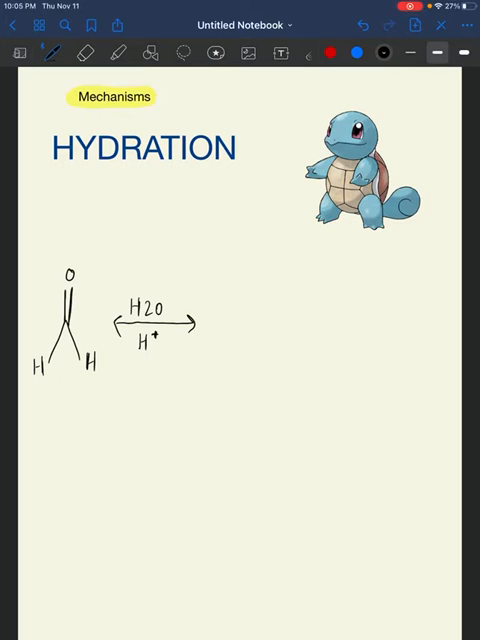So the first reaction we're going to start with is hydration. And what better organism to represent this mechanism than Squirtle? And much like Squirtle, you guys are starting out in your first form. And via these videos, you're going to reach your final form, which is going to be Blastoise. But we got to start from the beginning, which is the hydration mechanism. So how does this work?